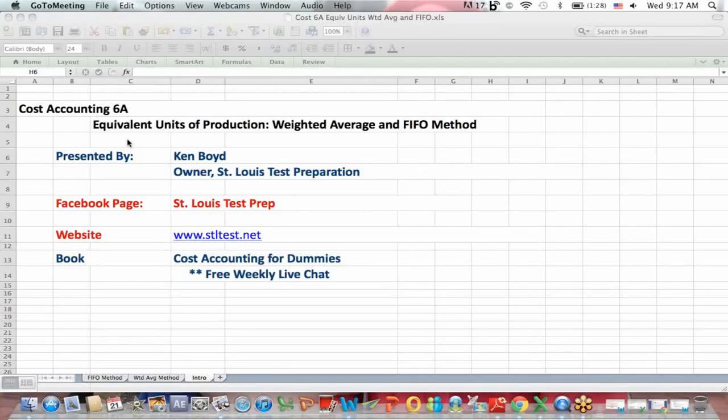Cost Accounting 6A, Equivalent Units of Production Using the Weighted Average and FIFO Method.